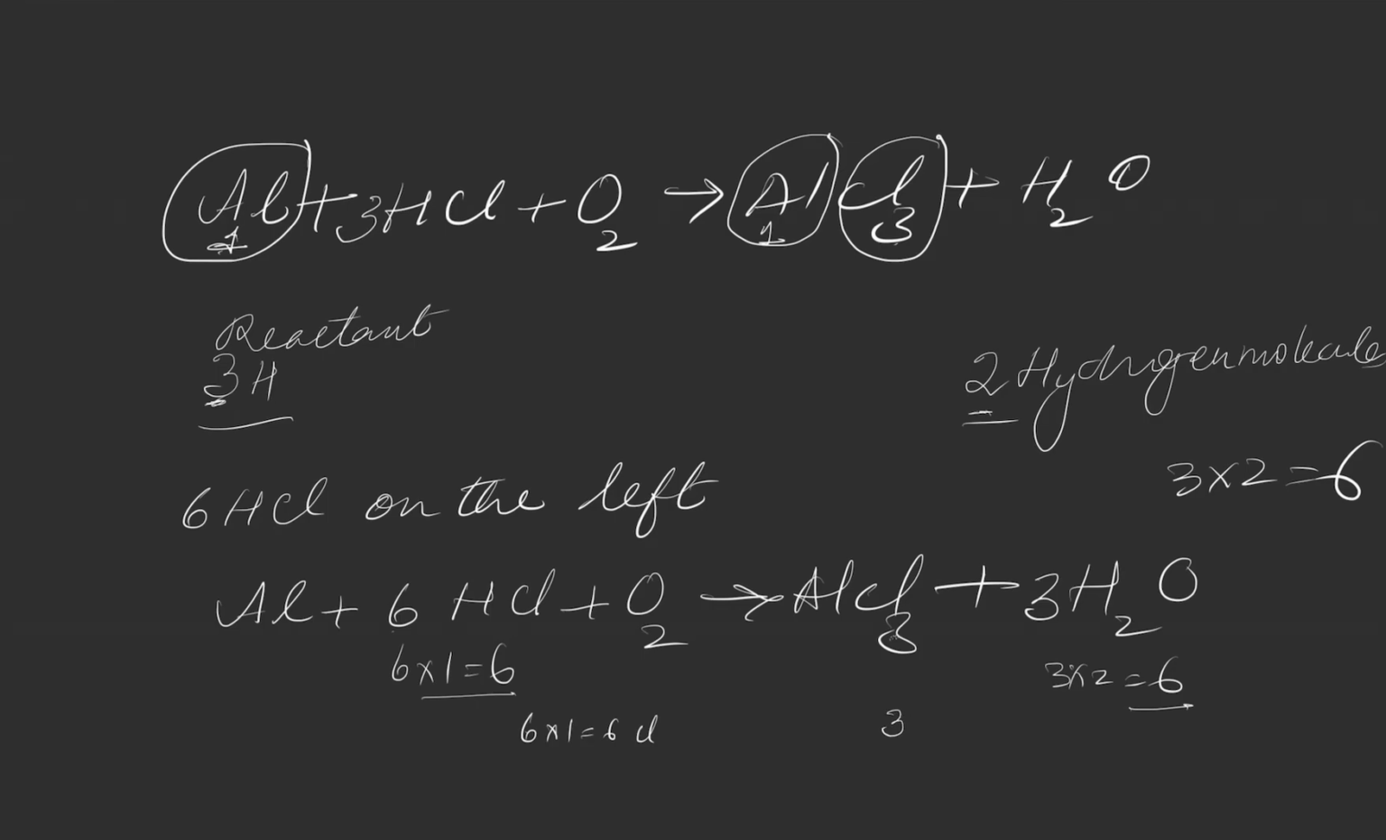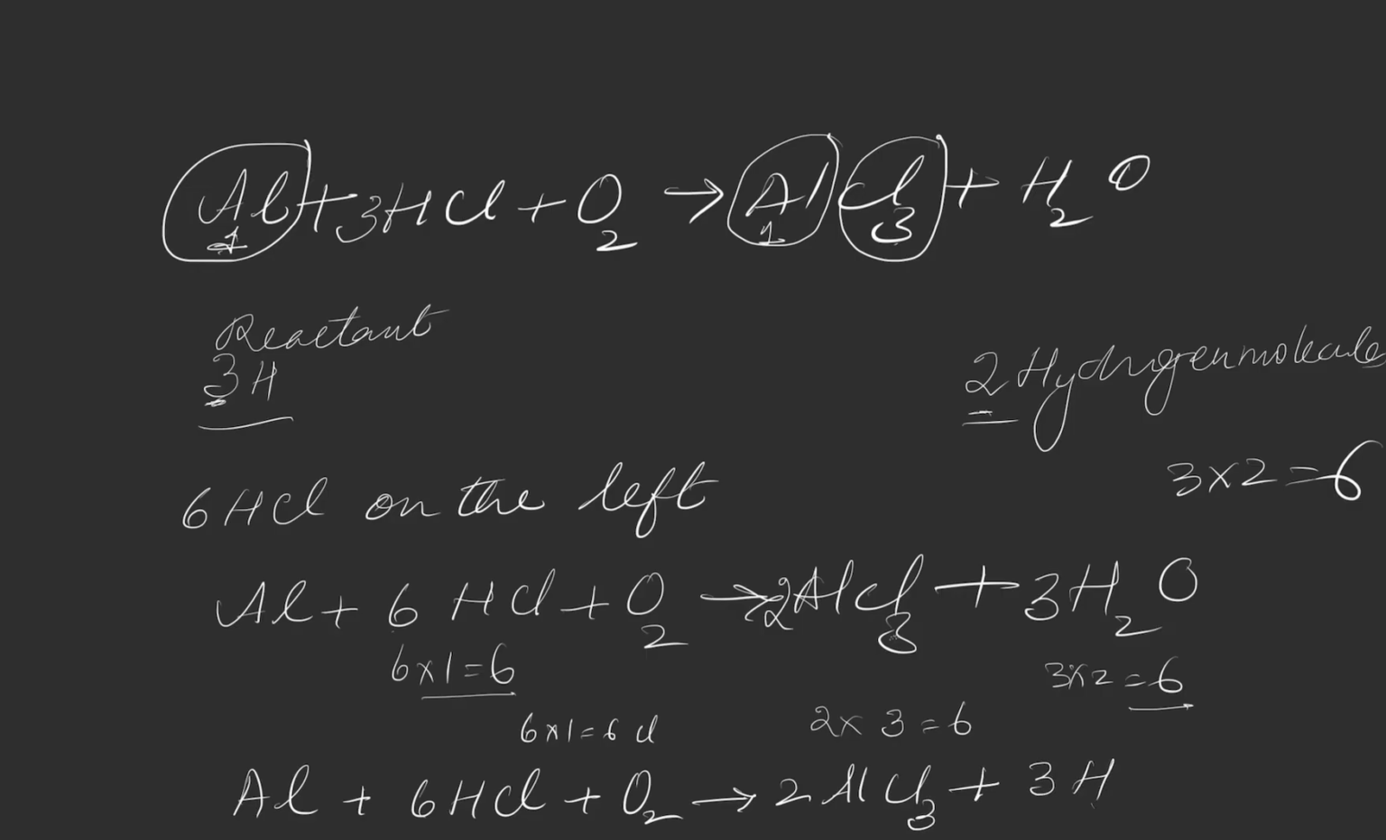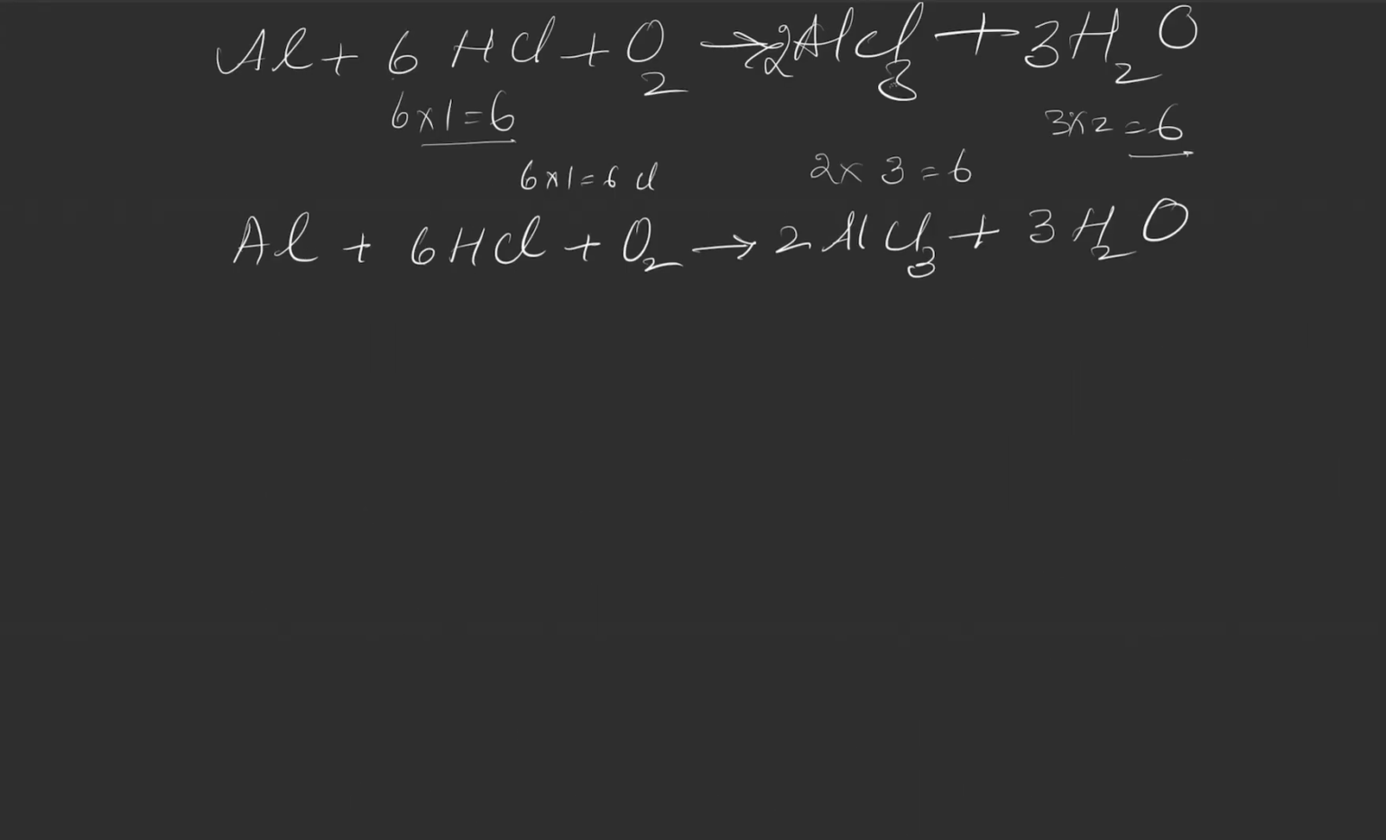How to make this 6? Put a 2 here. So that 2 into 3 equals 6. And the equation completely changes again. Al plus 6 HCl plus O2 gives 2 AlCl3 plus 3 H2O. Now you can see there is something missing here.